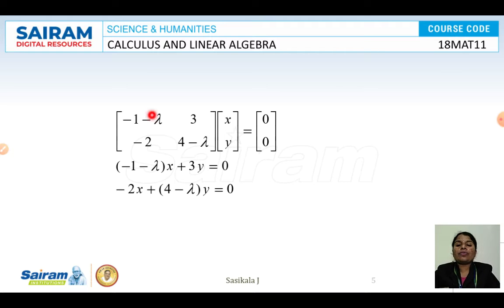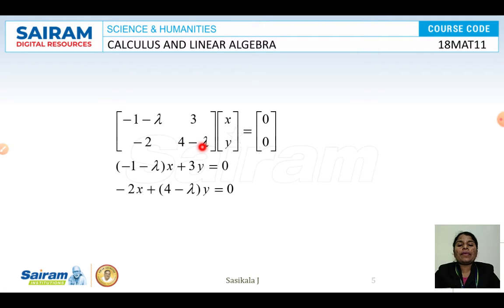Now do the cross multiplication. Sorry, you have to form the linear equations, right? So minus 1 minus lambda into x plus 3y is equal to 0. And then minus 2 into x, then you have a plus, what is it?